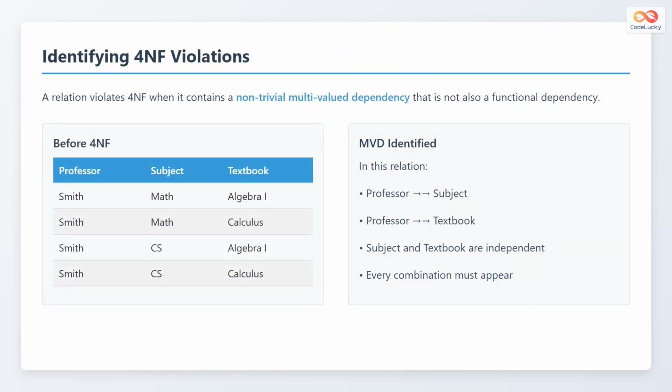A relation violates 4NF when it contains a non-trivial multi-valued dependency that is not also a functional dependency. Consider a table before 4NF, which includes professors, subjects, and textbooks. For example, Professor Smith teaches math, and the textbooks are Algebra 1 and Calculus. Professor Smith also teaches computer science, and the textbooks are Algebra 1 and Calculus. In this relation, professor to subject and professor to textbook are multi-valued dependencies. Subject and textbook are independent, and every combination must appear.